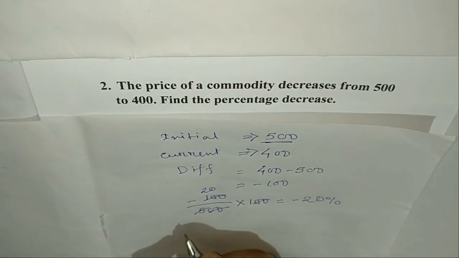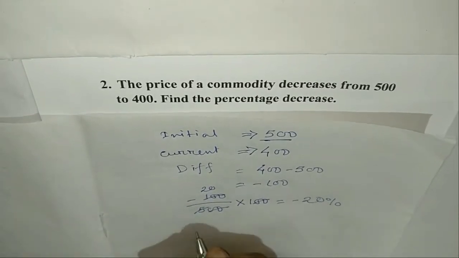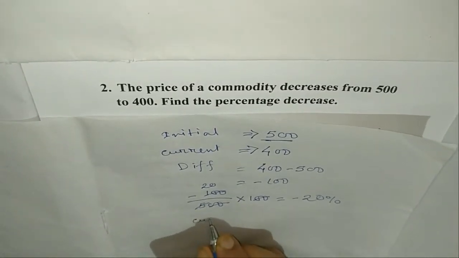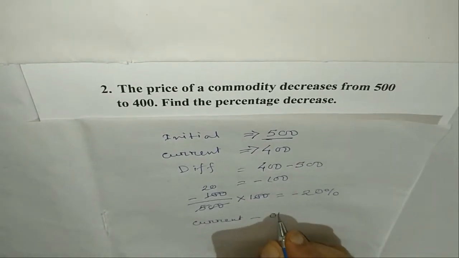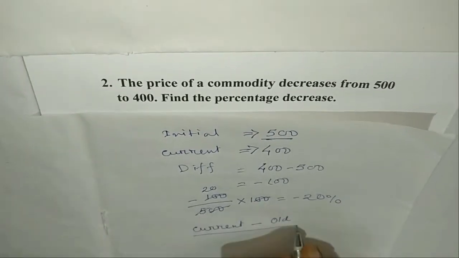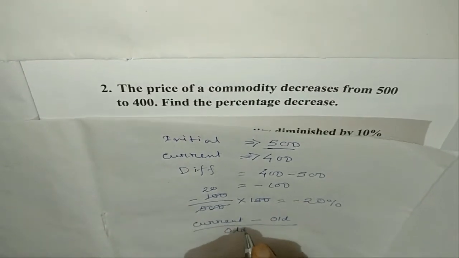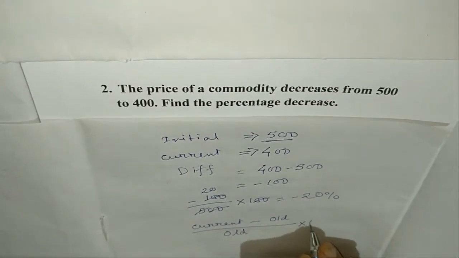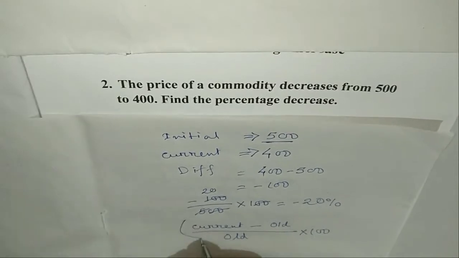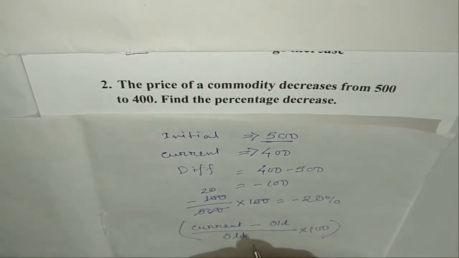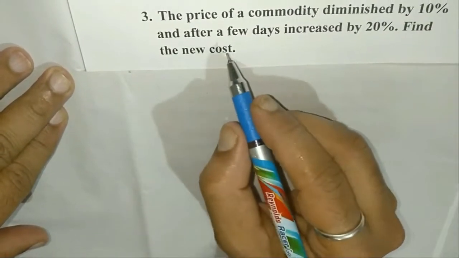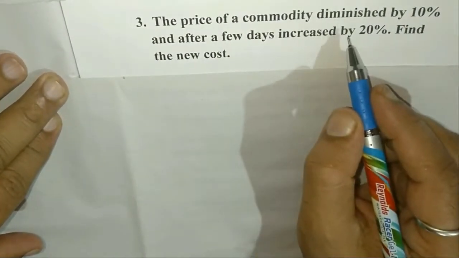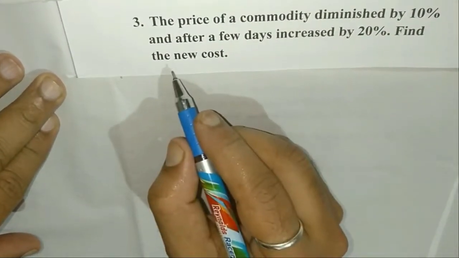So what's the formula we will get here for calculating the decrease percentage? Similarly to the previous formula: current minus old price, this is the difference, divided by the old price, because against the old price we are going to calculate the percentage, into 100. So this is the simple formula to calculate the percentage decrease.